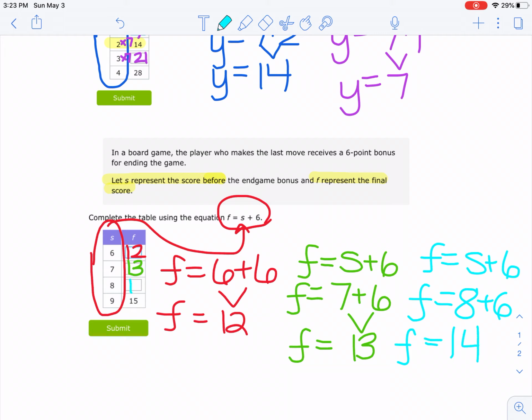So this is it, guys. This is all you're doing today. You are using an equation to complete the table. And again, try to aim for an 80 or higher. Go for that 100.